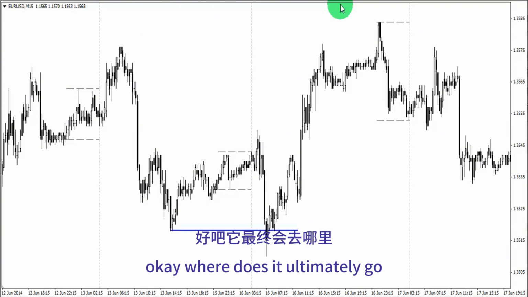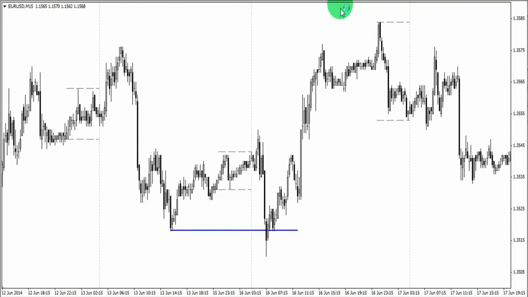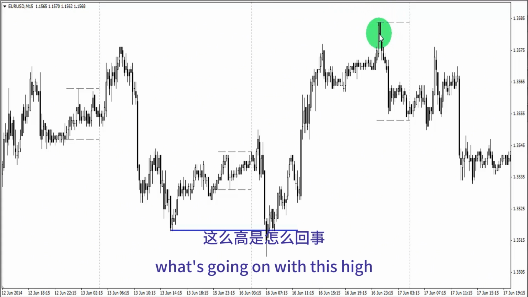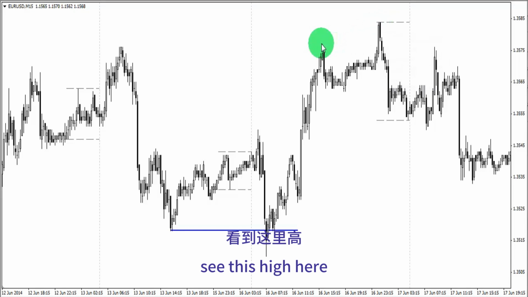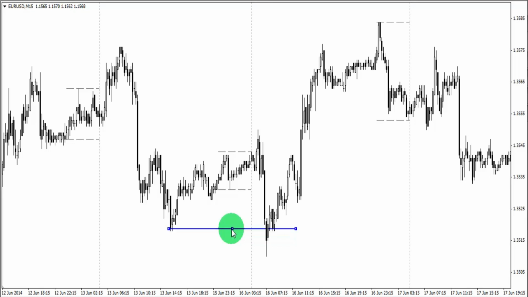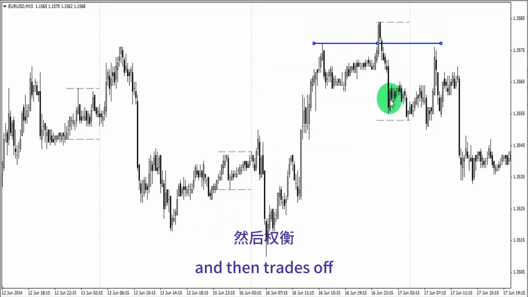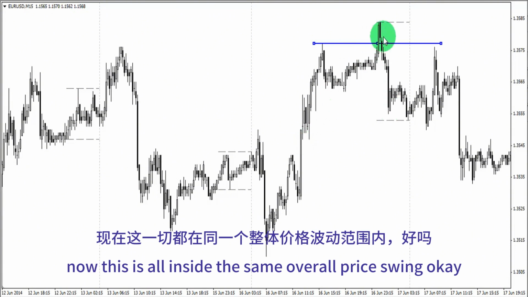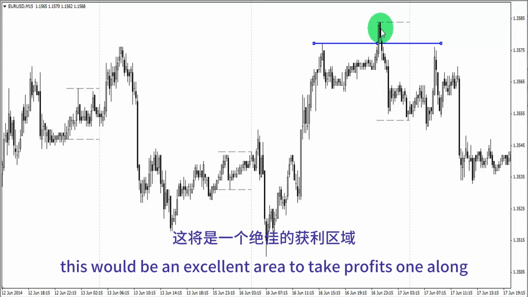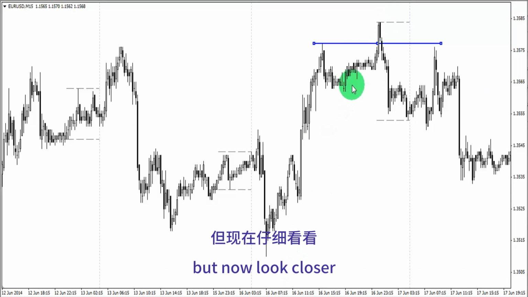Where does it ultimately go? Up to this high right here. What's going on with this high? See this high here? It blows through the high and then trades off. Now this is all inside the same overall price swing, but generally it swept an old high. This would be an excellent area to take profits on a long. But now look closer.